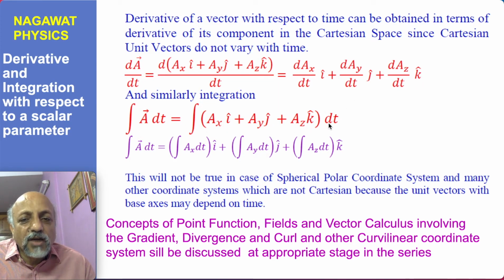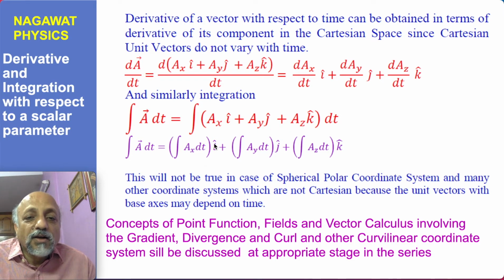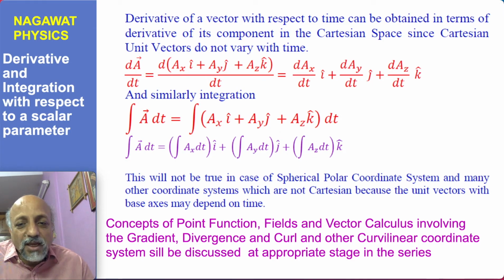And the same can be extended to integration also, because i, j, k do not depend on time, so we have a similar relationship. You can determine the integration of vector A with respect to time t by determining the integration of each of the components separately and then making the substitution here. So this will not be true in the case of spherical polar coordinates, which we will be introducing shortly, and many other coordinate systems. The unit vectors do depend upon time, or may be changing in time, and since they are functions of time, their derivatives would also appear. When you differentiate or integrate, you have to be more cautious in those cases.